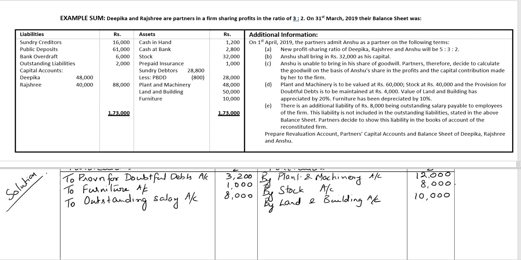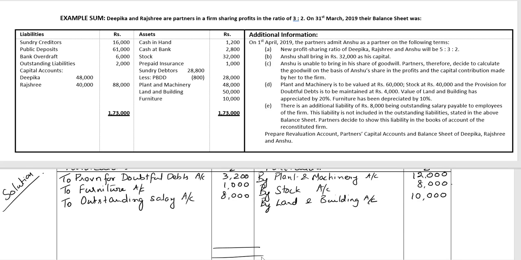Let's balance the revaluation account. The total of the credit side, 30,000 rupees. The total of the debit side, 12,200 rupees. The greater total on both sides, 30,000 rupees. There's a gain on revaluation of 17,800 rupees.